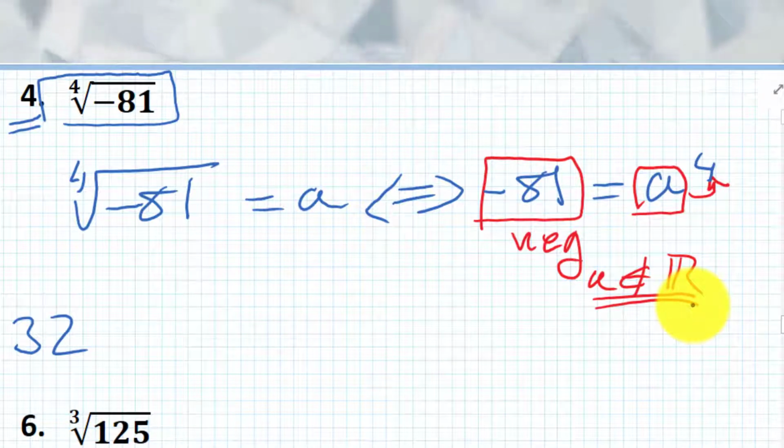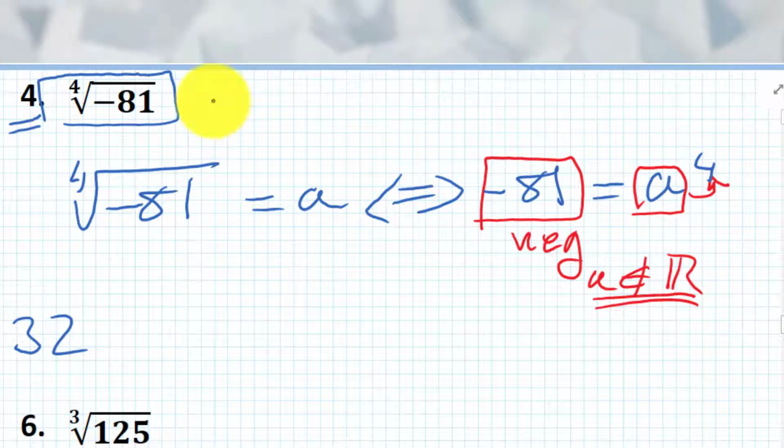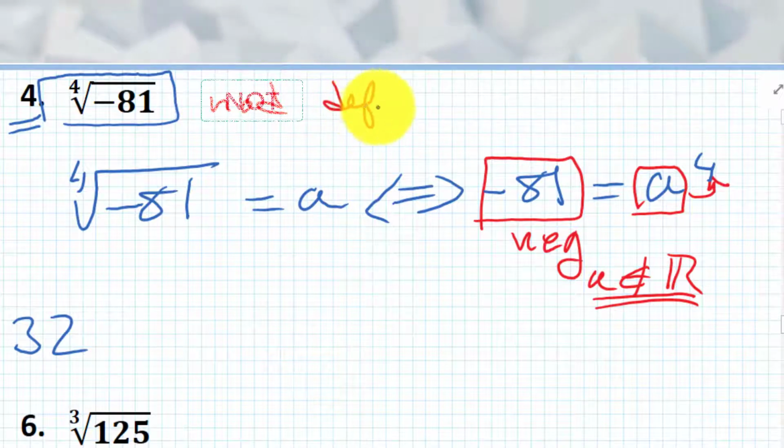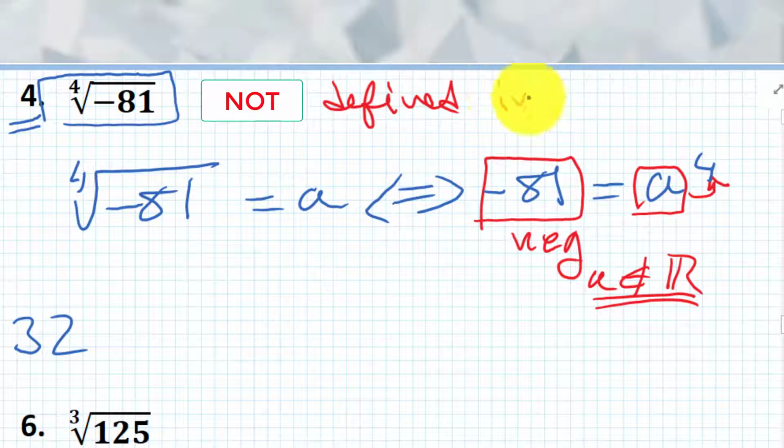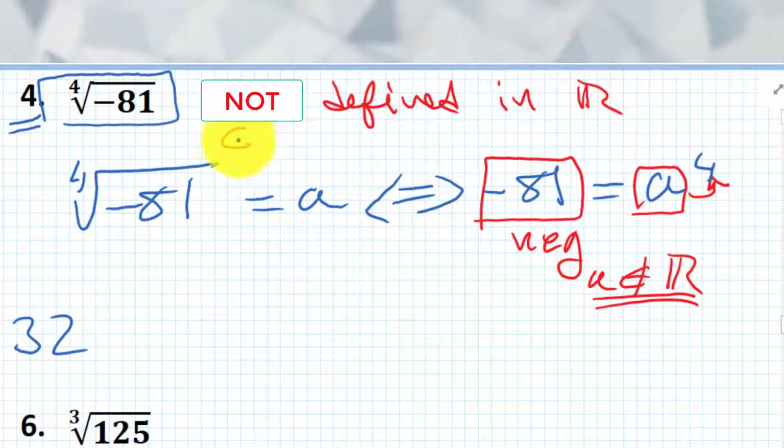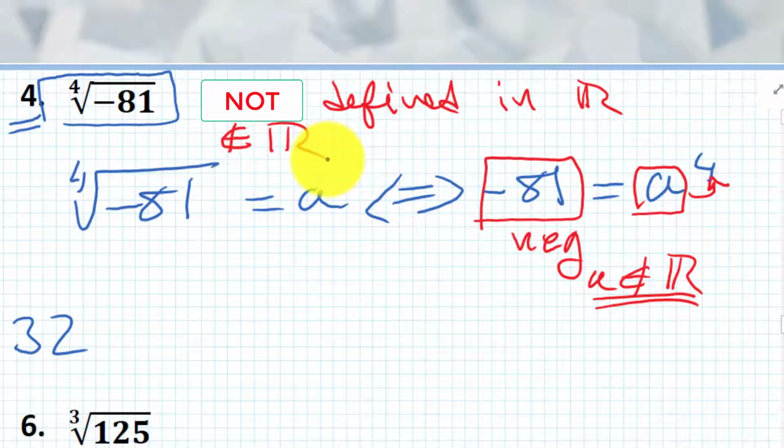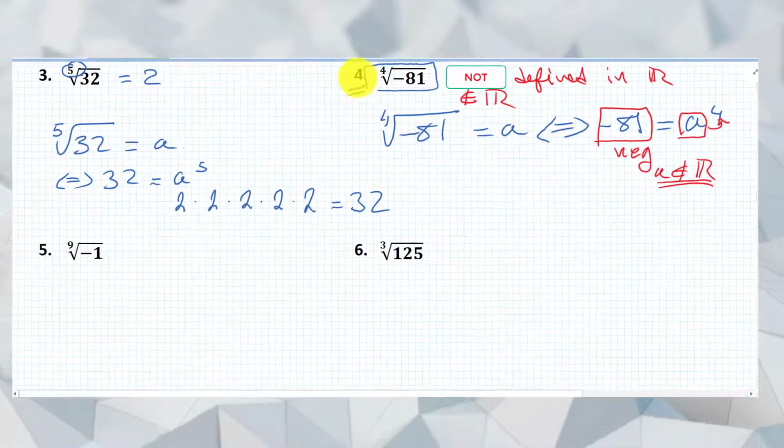So because this year we're only working with real numbers, this is not defined in R. This is not a real number. If you want, you can say not a real number. Okay, so this is not a real number. And this is what we said in the statement.